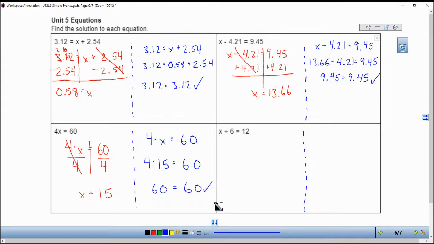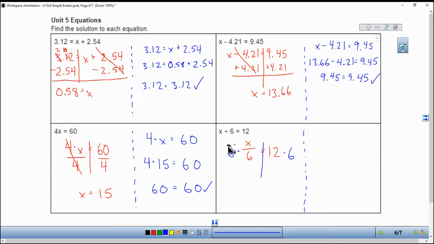Now, this is a division sign. It looks kind of like an addition sign, but there's a couple ways we can write that. The way we saw division the most with an equation was like x divided by 6, like a fraction, equals 12. So we can rewrite it like that. So now at this point, we can do the wall. How do we get rid of divide by 6? Well, we're going to multiply by 6 on both sides.